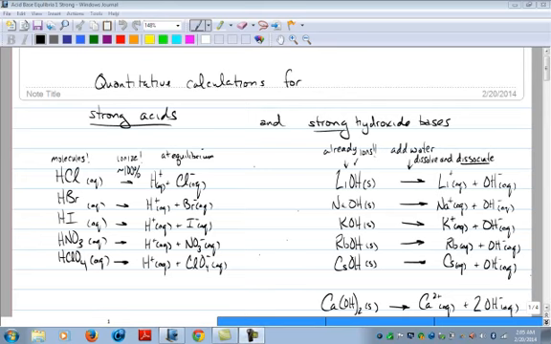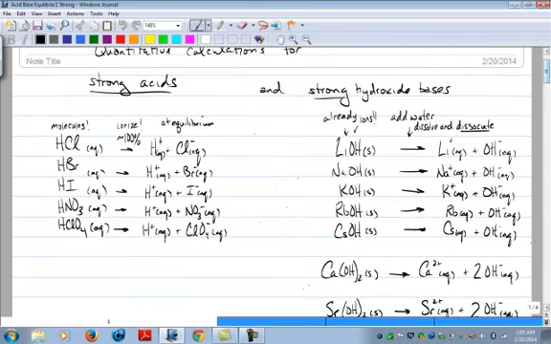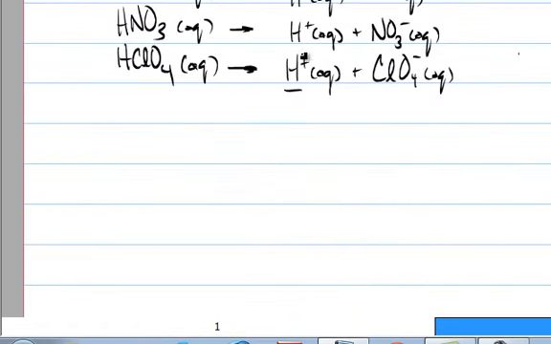Here we'll look at how to do quantitative calculations for strong acids and strong hydroxide bases. For 5 of the 6 strong acids we'll consider, it's relatively easy to get the pH or hydronium ion calculation at equilibrium, and that is because by definition strong acids are about 100% ionized.